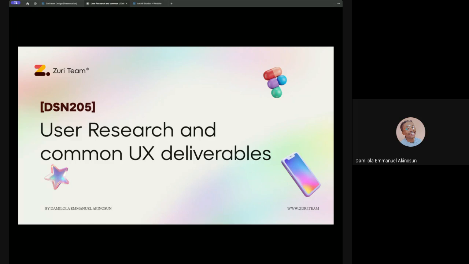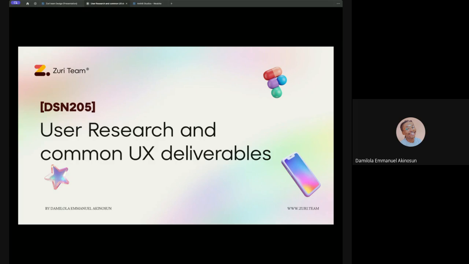Today we're going to be diving into DSN205, that's user research and common UX deliverables. And I had mentioned it the last time we spoke, that was on Wednesday and Friday, that this will be the next topic that we're going to be talking about. And yeah, I'm excited to talk through this with you. And hopefully by the end of this session, you would have been able to grab one or two things, and then we can have some more discussions around these during the course of the week.